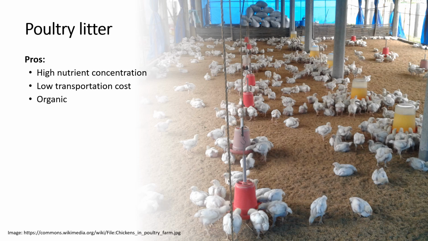One fertilizer that's commonly used on agricultural land, not so much in the UK, but still very common globally, is poultry litter, which is the manure and bedding from poultry agriculture. So this and other livestock wastes are applied directly to agricultural land as fertilizer because they have a very high nutrient concentration. They also have the benefit of already being on the farm, so the transportation cost is low, and they're organic. So if you're trying to maintain organic certification of the crops, then this certainly fits the bill.